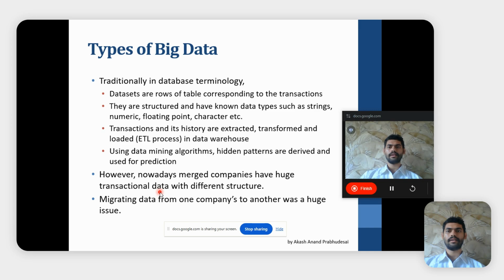Okay, then we are having the different kind of ETL processes which are getting applied to the big data. So how companies are migrating from their traditional databases to big databases, I will be covering in next slides.